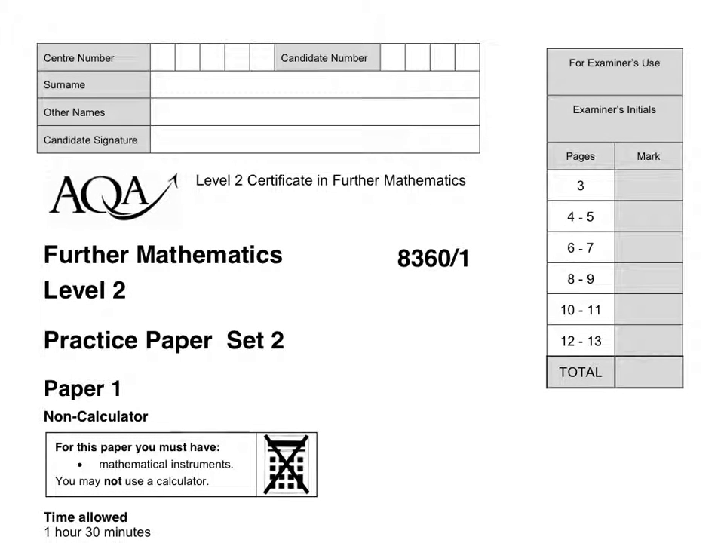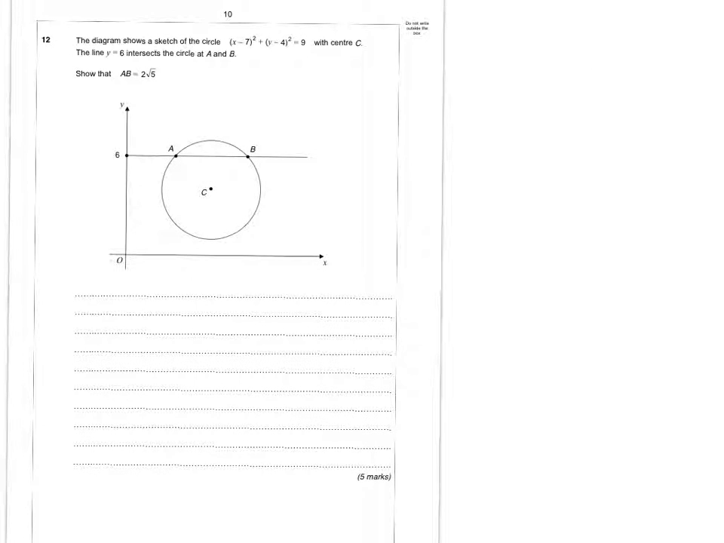Further maths practice paper, set 2, non-calculator. Question 12. The diagram shows the sketch of a circle, (x minus 7) squared plus (y minus 4) squared equals 9. The line y equals... so I know that this is 7, this is 4.